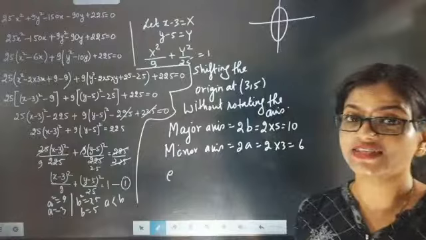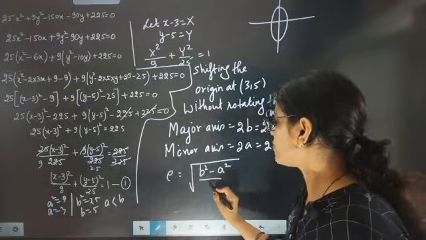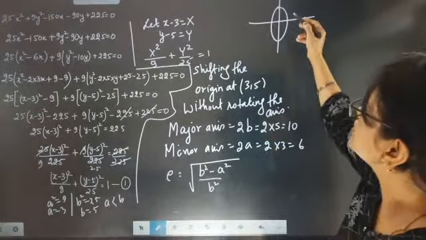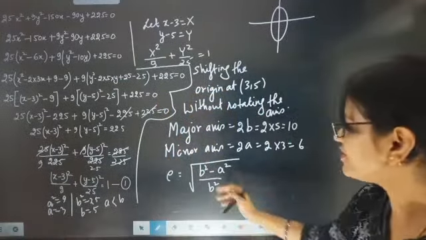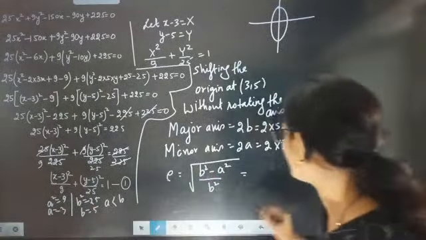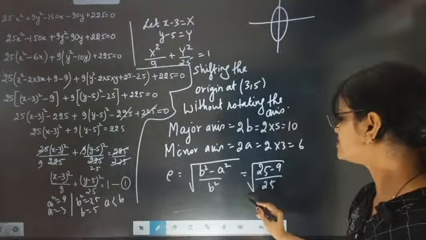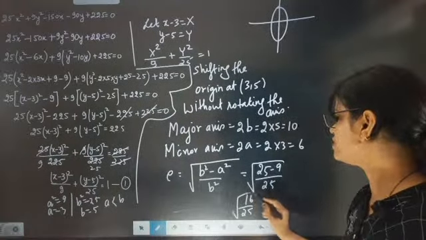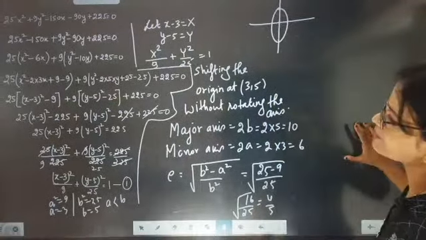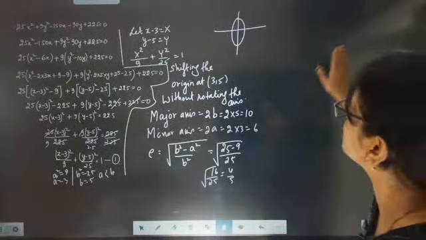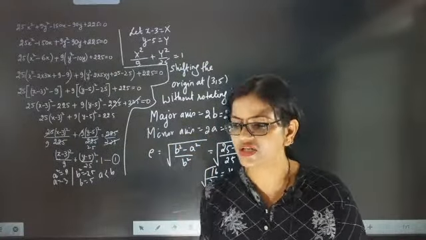Eccentricity, for this case the eccentricity equation will become root under b square minus a square by b square. Remember, when the major axis is coming on the y-axis, eccentricity will become this. So b square is 25, so 25 minus 9 by 25 under root, it is exactly going to come as root of 16 by 25, so 4 by 5. Your eccentricity is coming as 4 by 5. Now major axis, minor axis, everything we got. Now we have to find the focus, vertex, and length of latus rectum. These 3 things we have to find.